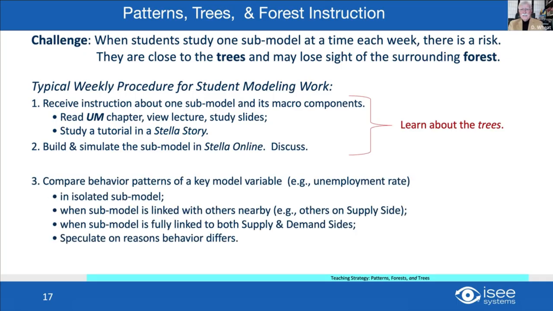But when this is over, when they finish this particular task, then I will have them compare. I will provide them access to behavior patterns of, let's say, the unemployment rate, a key variable in the submodel they've been studying. And we're going to look at that particular variable and how it behaves under 3 different types of structure. The first would be the isolated submodel, the one they've been building. And then what happens to that variable when that submodel is connected to all the others nearby, which in this case would be all the other supply side submodels if we're talking about the labor and productivity submodel where the unemployment is determined. And then finally, we'll link the supply side and demand side together.